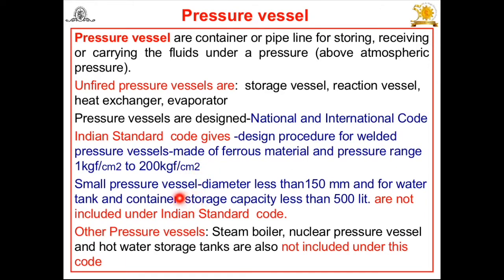Smaller pressure vessels having diameter less than 150 mm, which are used generally for water tank or containers, and having storage capacity less than 500 are not included under this Indian standard code. Other pressure vessels such as steam boiler, nuclear pressure vessel, hot water storage tanks are also not included under this IS code. That means here in design of unfired pressure vessel, the pressure vessels which are made of ferrous material, fabricated by welding joints and having this pressure range come under this Indian standard code.